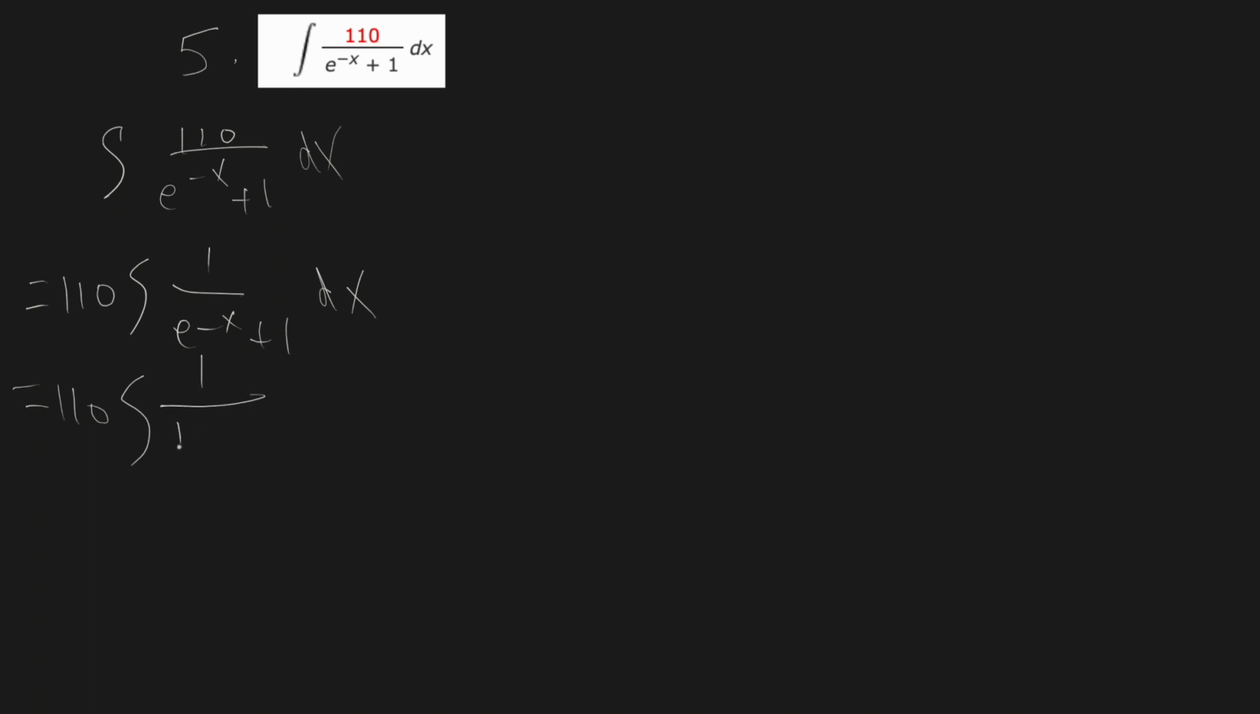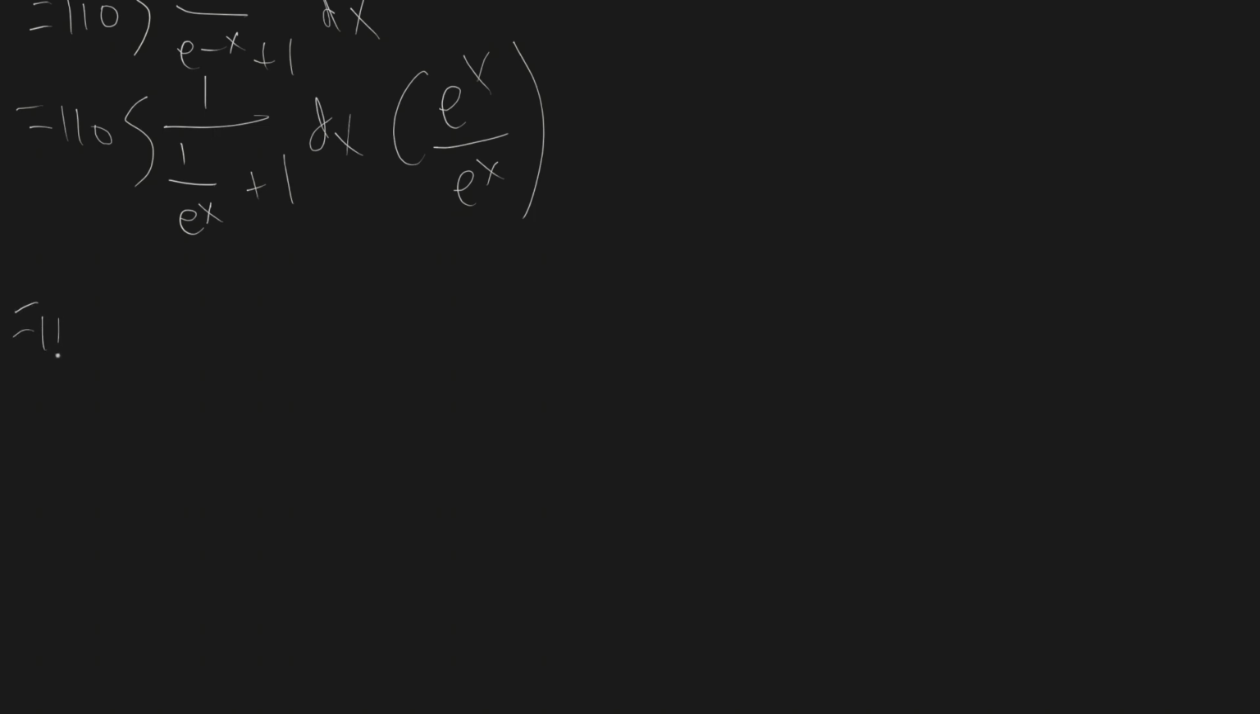1 over e to the x plus 1. You can now see that we have a fraction in the denominator of a fraction. So to remove it, let's multiply by e to the x over e to the x. And that's within the integral.